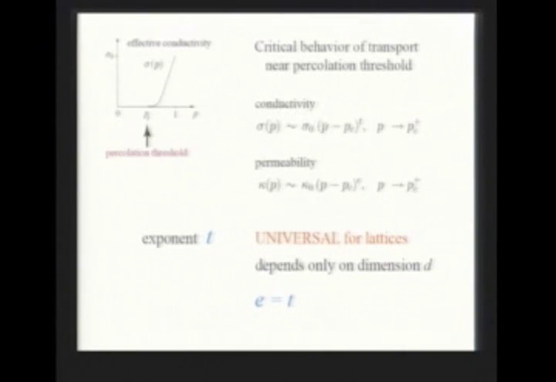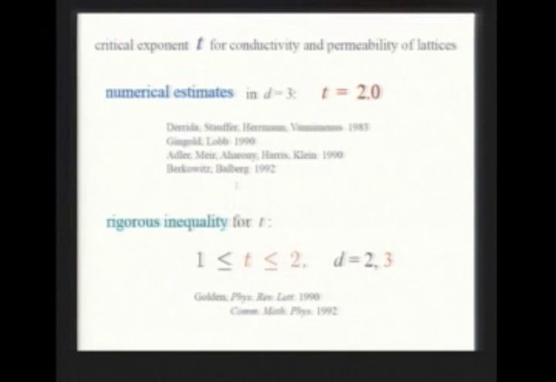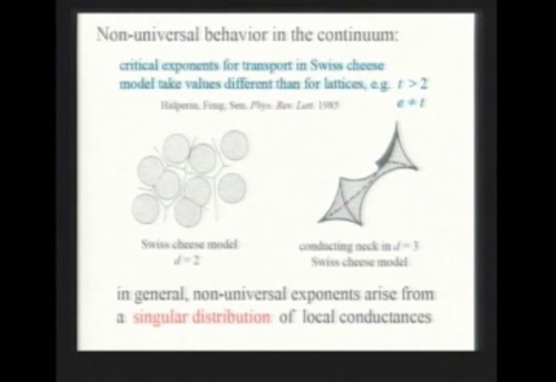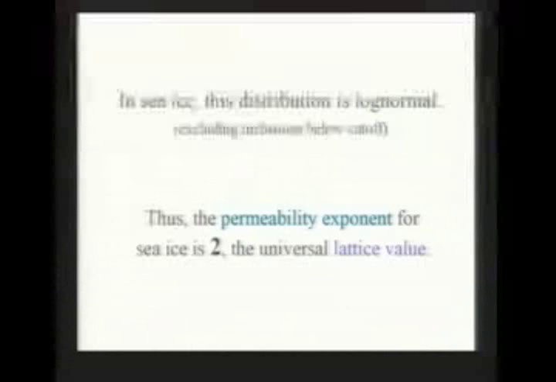In terms of transport, there are these critical exponents that describe the takeoff of the permeability and the conductivity. They're believed to be universal for lattices. There was a small industry in physics trying to estimate these things. The numerical estimates range from 1.5 to 2.4 for the critical exponent in 3 dimensions. I proved a rigorous inequality that it had to be less than or equal to 2. Of course, in the continuum, you can get so-called non-universal behavior, such as the Swiss cheese model. However, these non-universal exponents arise from a singular distribution of local conductances. But in sea ice, this distribution is log normal. And the permeability exponent for sea ice should then be 2, this universal exponent.